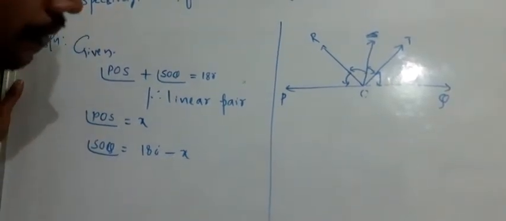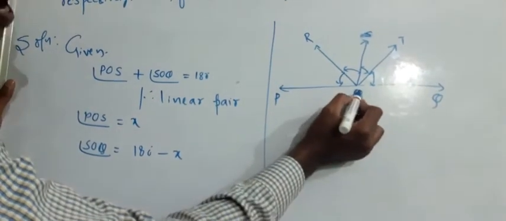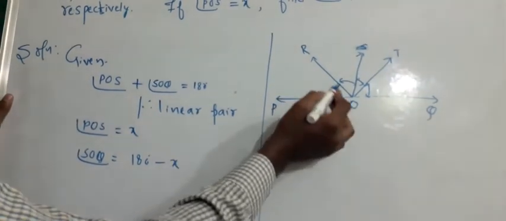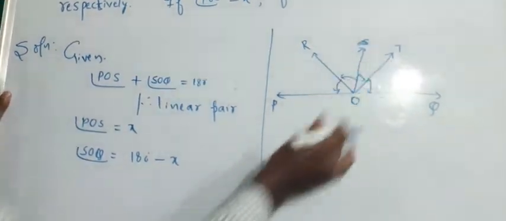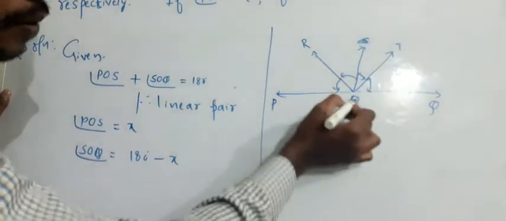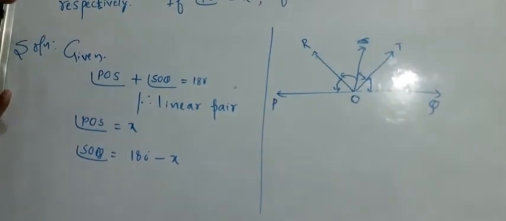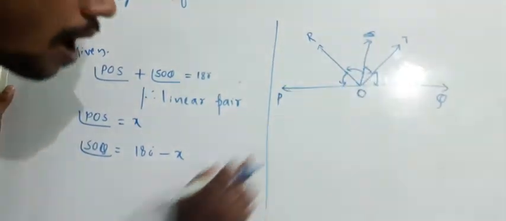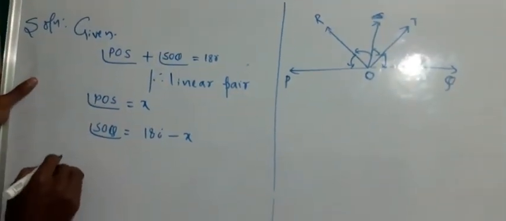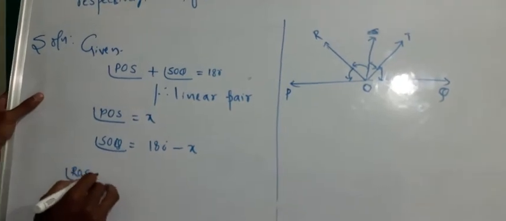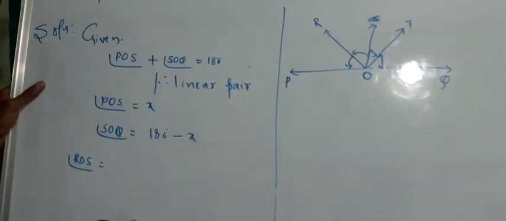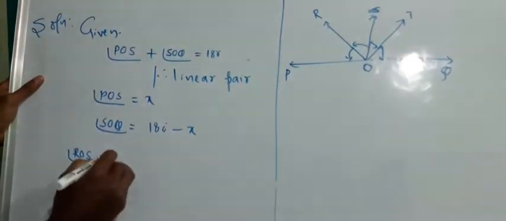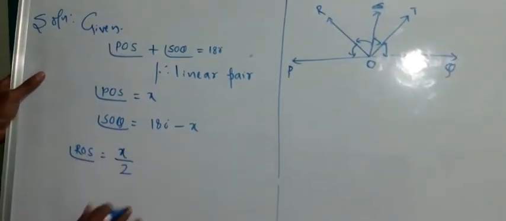Now, they asked us to calculate ROT. How can we get the ROT? ROT is equal to ROS plus SOT. If we know the value of ROS and SOT, if we add them together, we will get ROT. So we need to get the value of ROS first. Angle ROS, since OR is an angle bisector, is equal to half of this angle, that is ROS is equal to x divided by 2.